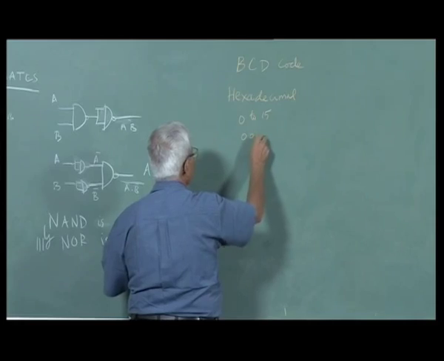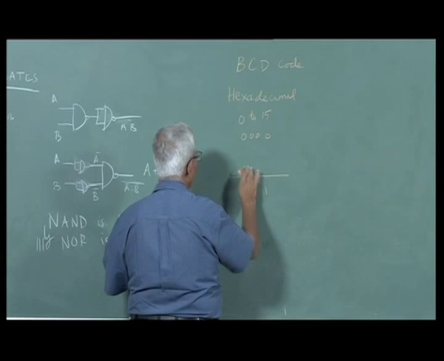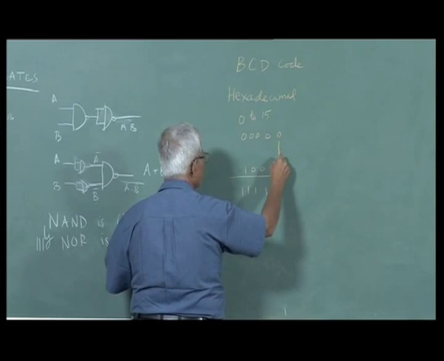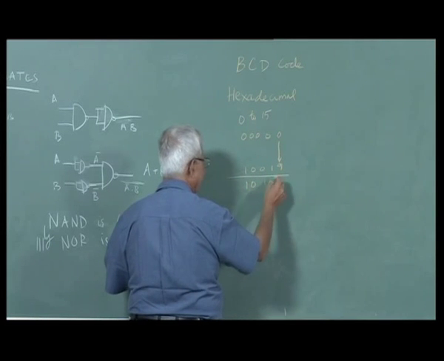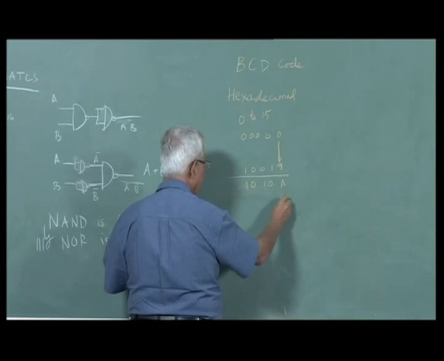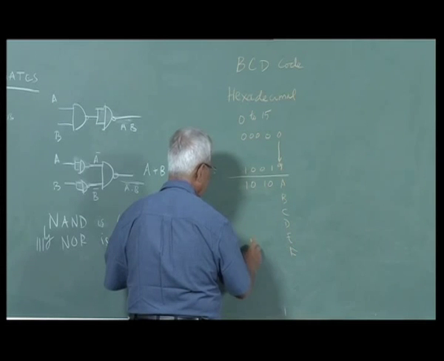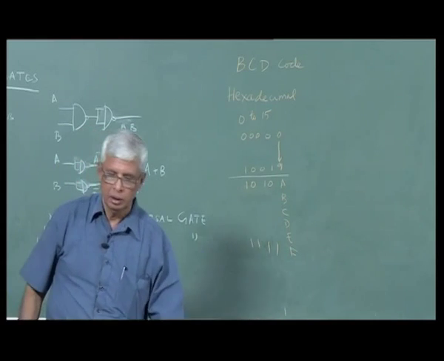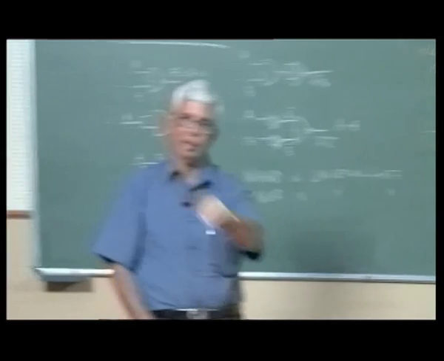0, 0, 0, 0 to 1, 1, 1, 1. Up to 1, 0, 0, 1 is 0 to 9, and from 1, 0, 1, 0 it is 10. 10 is not a single digit, it's 2 digits, so I put A, B, C, D, E, F. The last 6 will be alphabets. This is called hexadecimal. So in 4 bits I can represent 16 numbers.